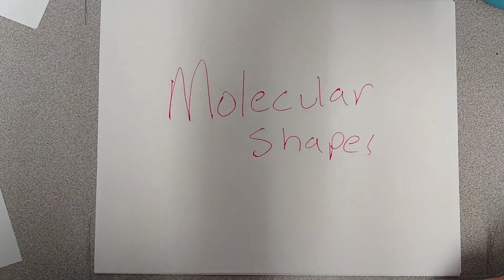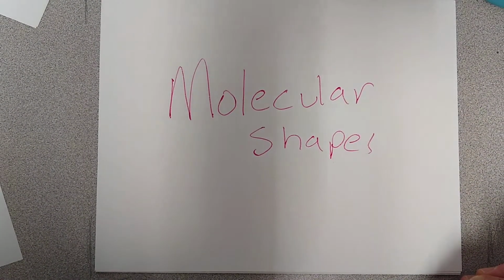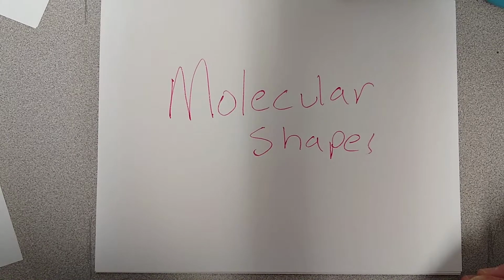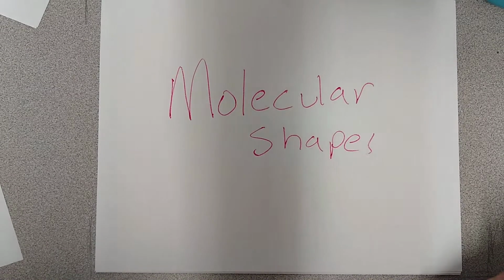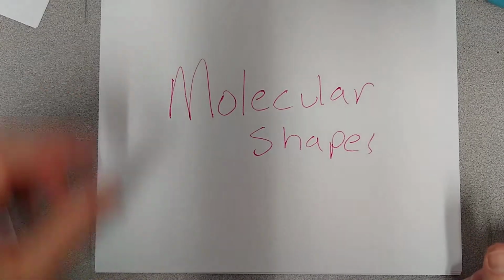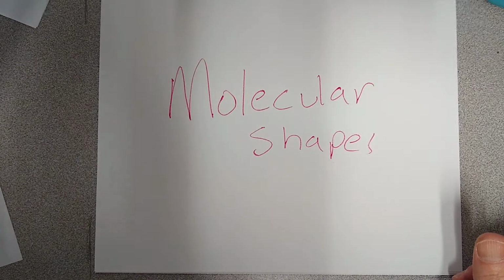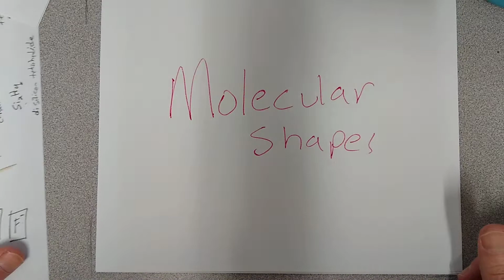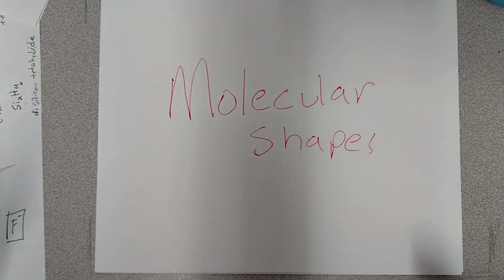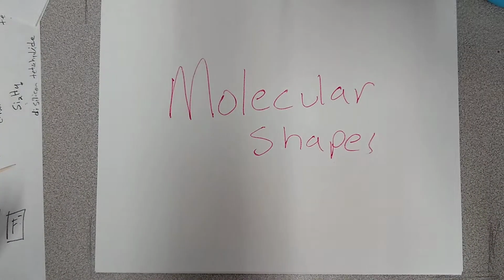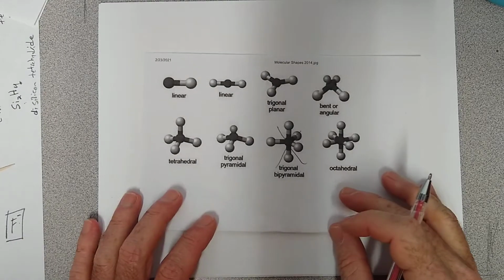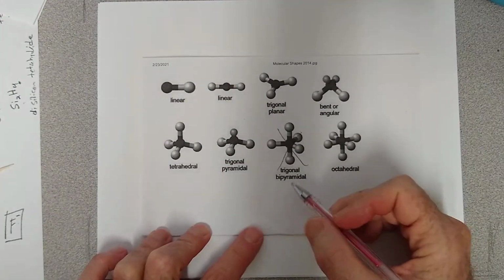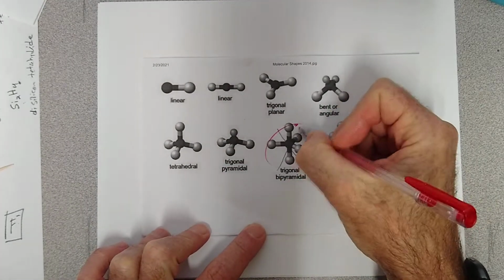All right, people. We're going to talk about molecular shapes you need to know for high school chemistry: what the names of the shapes are, what they look like in real life, and why they look that way. And it's pretty simple stuff. Now, if you're in North Carolina, these are the shapes you need to know, and maybe other states as well.